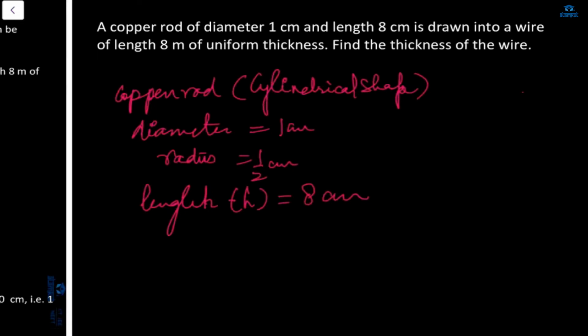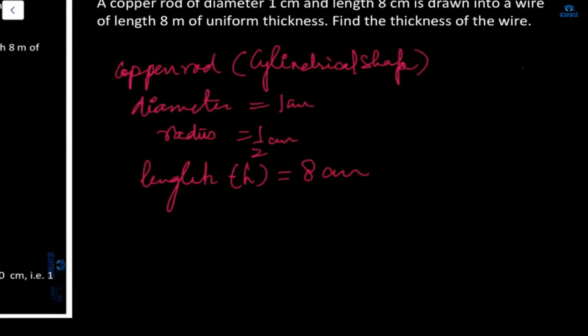We need to find the thickness of the wire. Copper rod of 8 centimeter height is converted into a wire of 8 meters. So what will be its thickness? Again the volume will remain the same, क्योंकि हमने same quantity उसी rod को melt करके या उसी rod का पूरा material use करके हमने wire बनाया है. ठीक है, तो दोनों का material जो हमको बनाने में लगा, that will be same. So the volume remains the same. So we have to equate the volume.